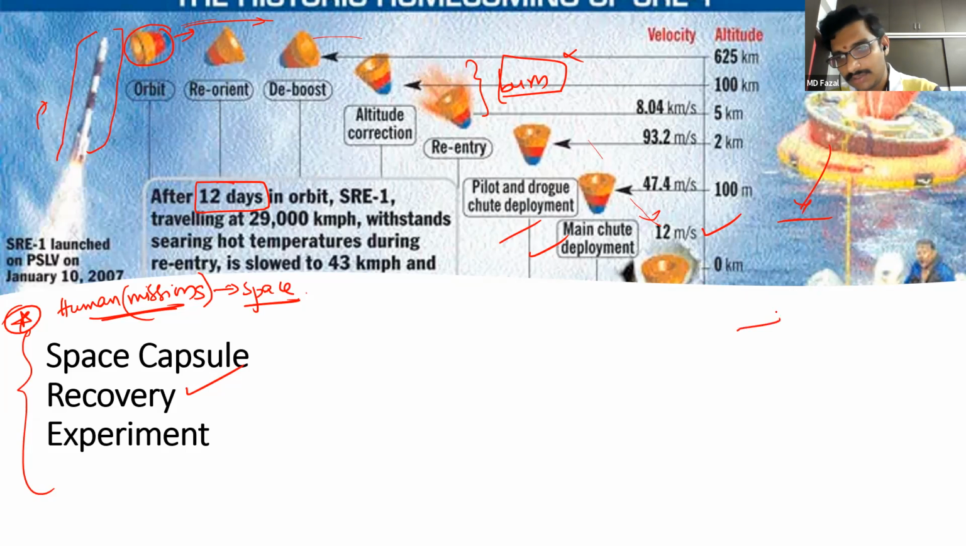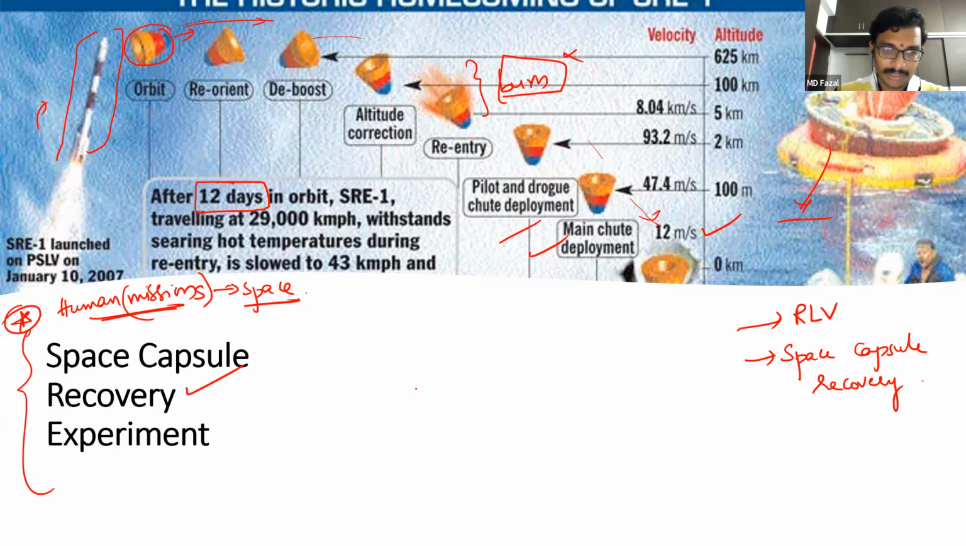So we saw two things: the reusable launch vehicle, and as the second one, space capsule recovery. Because something like there is Earth, there are satellites rotating around the Earth. This is the satellite.